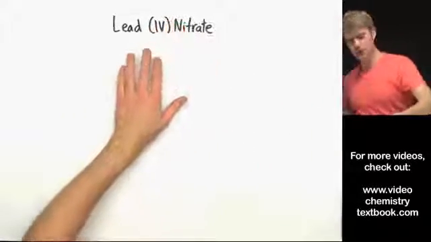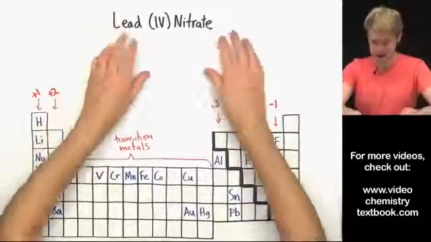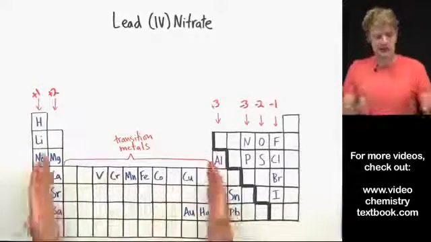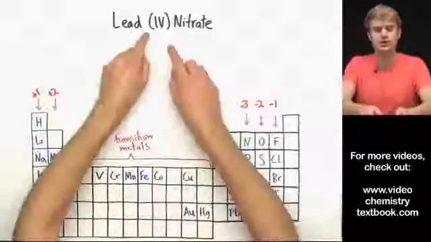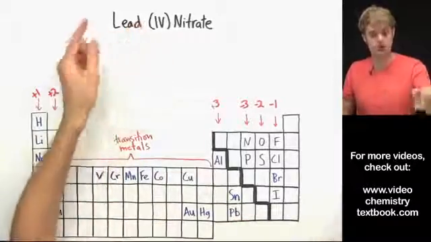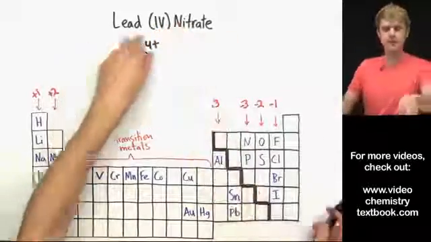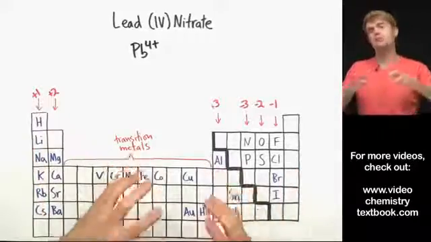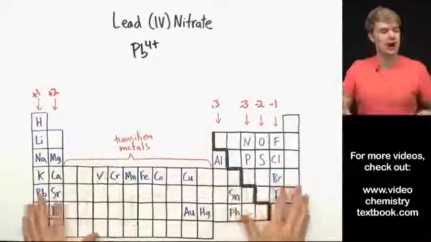Now, to write the formula for lead 4 nitrate, we'll figure out the charge of both of these ions. Lead, Pb here, isn't technically a transition metal, but lead is like the transition metals because it's able to make multiple ions with different charges. So that's why we use the Roman numerals anyway to show what charge lead has in this compound. So we got lead 4, Pb 4+, and then we got nitrate. Now nitrate isn't on the periodic table because nitrate is a polyatomic ion. It's a big clump of atoms that together have a charge.